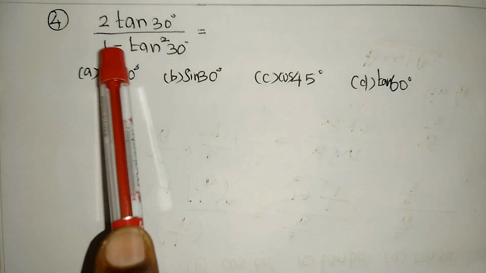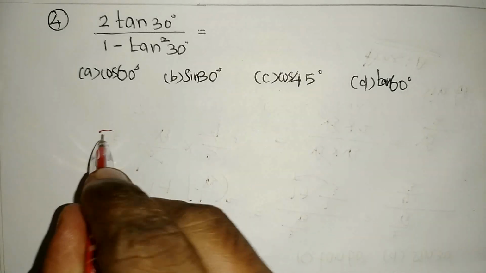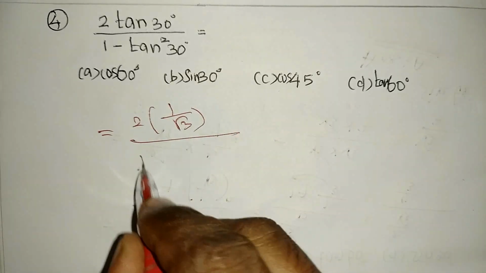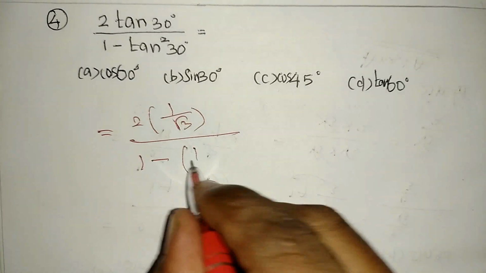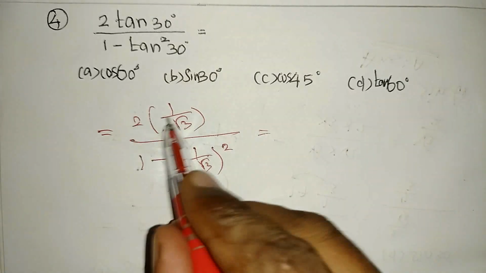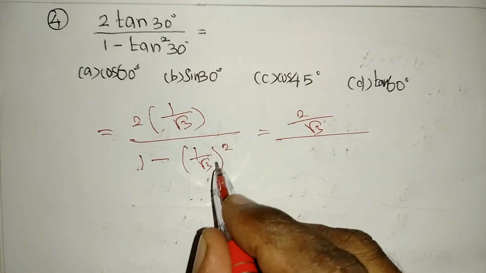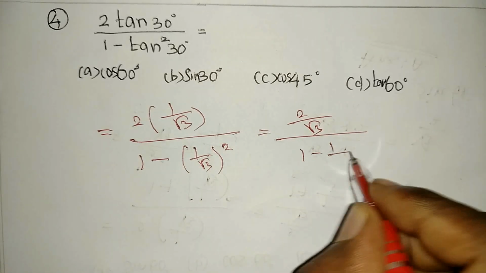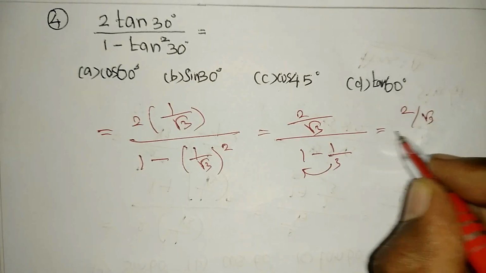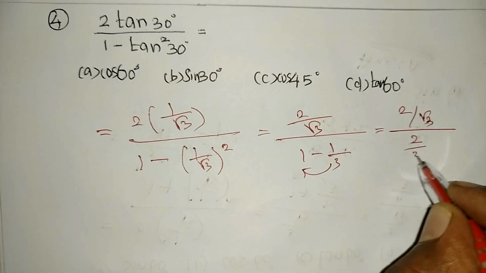Fourth one: 2 tan 30 degree whole divided by 1 minus tan square 30 degree. For this also we must know the table. So 2 into tan 30, which is 1 by root 3, whole divided by 1 minus tan square 30, in the sense 1 by root 3 whole square. That's it. Now we have to simplify this. So 2 into 1, 2 divided by root 3, whole divided by, if you square, 1 square the value 1, root 3 square the value 3. Take cross multiple: 3 minus 1 is 2. So 2 divided by 3. That's it.